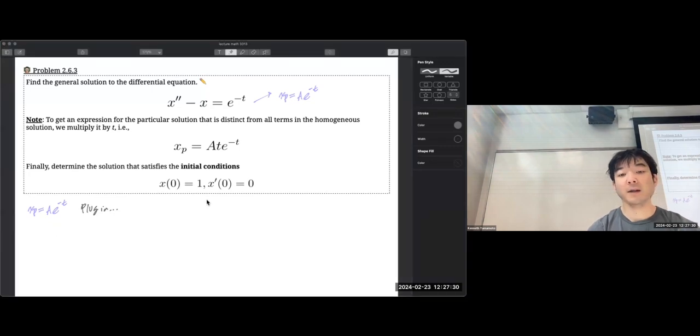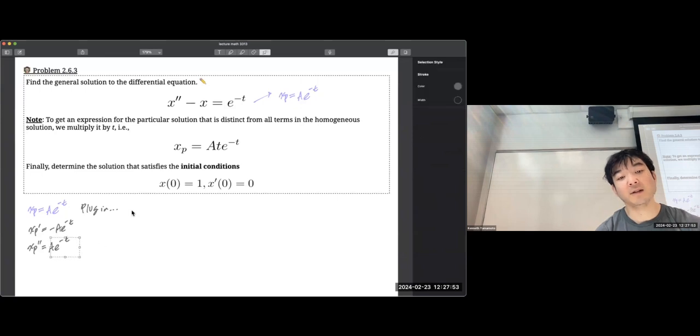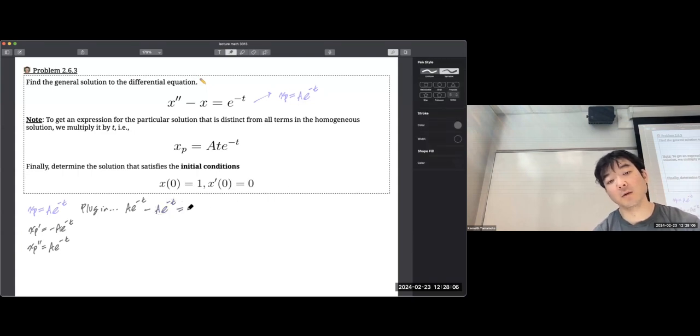The process of plugging it in requires us to take successive derivatives of this thing. So I'll just write it down on the side here. So x_p prime, the derivative, is negative capital A e to the negative t. x_p double prime, we do the chain rule, so it's essentially going to give us back the original x_p again. And so you'll plug this into the left-hand side, which is just going to give us this, and then it's a minus the original x_p, which is the same thing actually. And so you'll get this has to somehow equal e to the negative t.